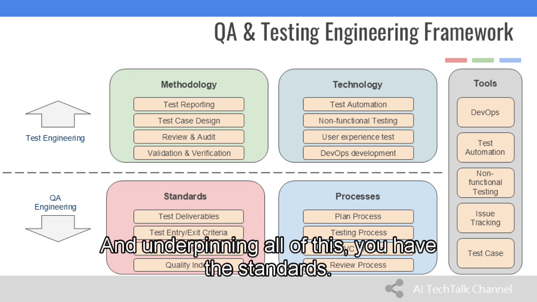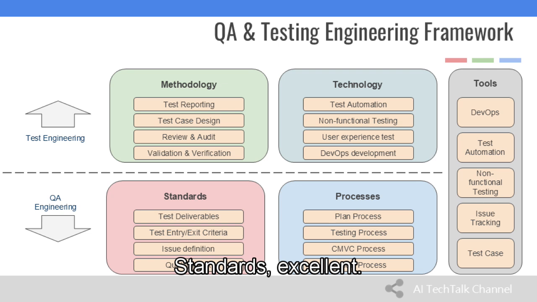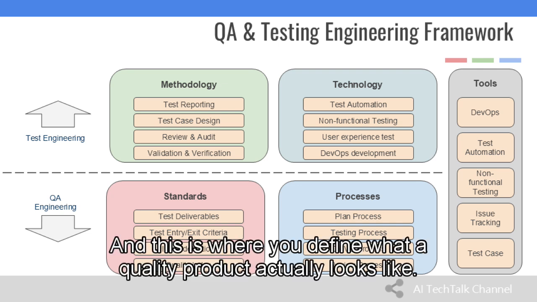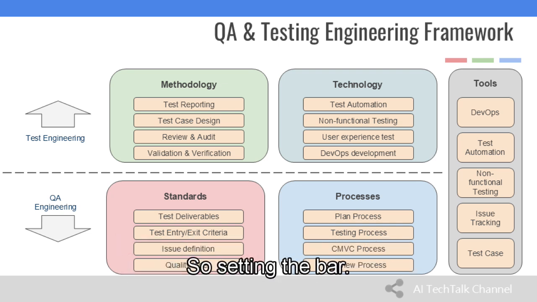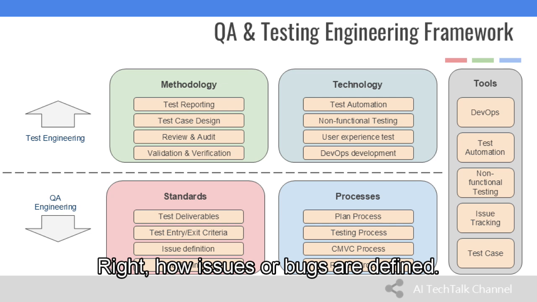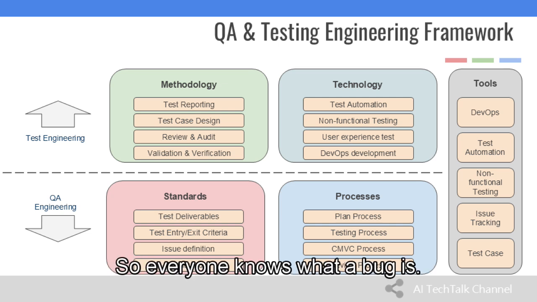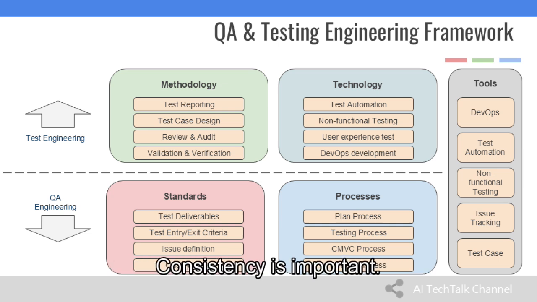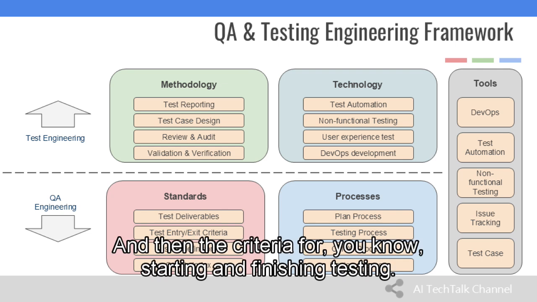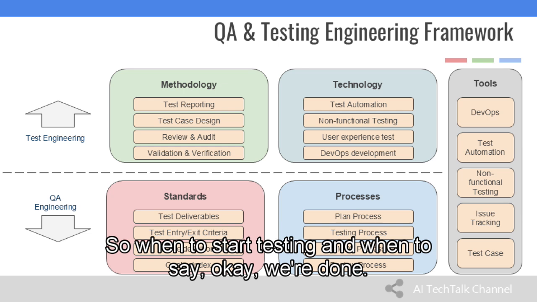And underpinning all of this, you have the standards. This is where you define what a quality product actually looks like, so setting the bar. How issues or bugs are defined, so everyone knows what a bug is. Exactly. Consistency is important. And then the criteria for starting and finishing testing, so when to start testing and when to say, okay, we're done.